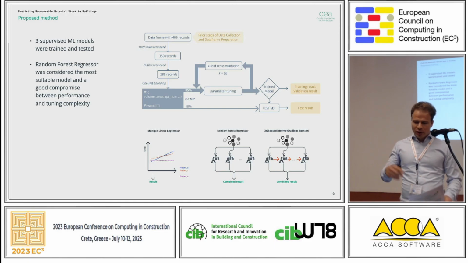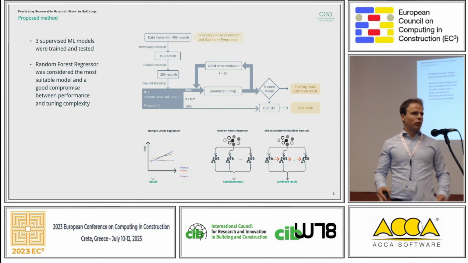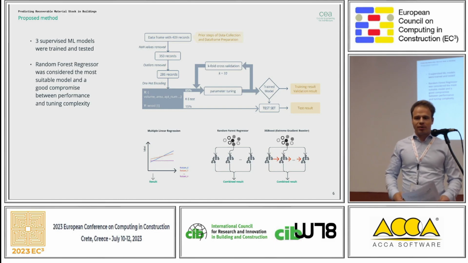And then we trained the models in Google Colab with a pipeline built with Scikit-learn open source tools, and then we used 15% for the testing set. The more detailed discussion you can find in the paper. The model that was considered most successful in our case was the random forest regressor.